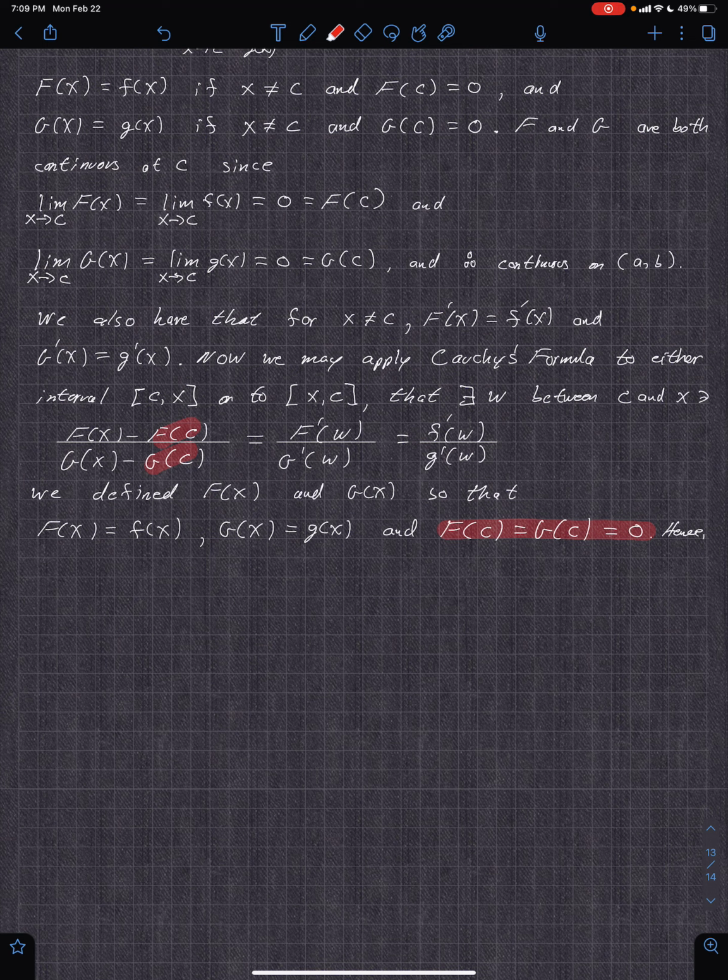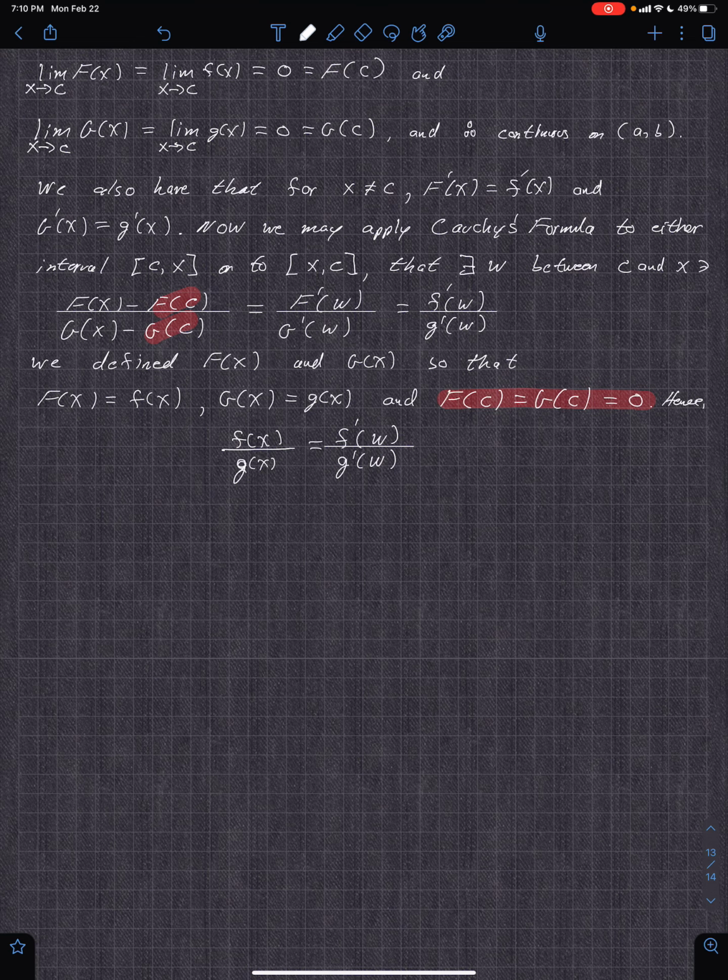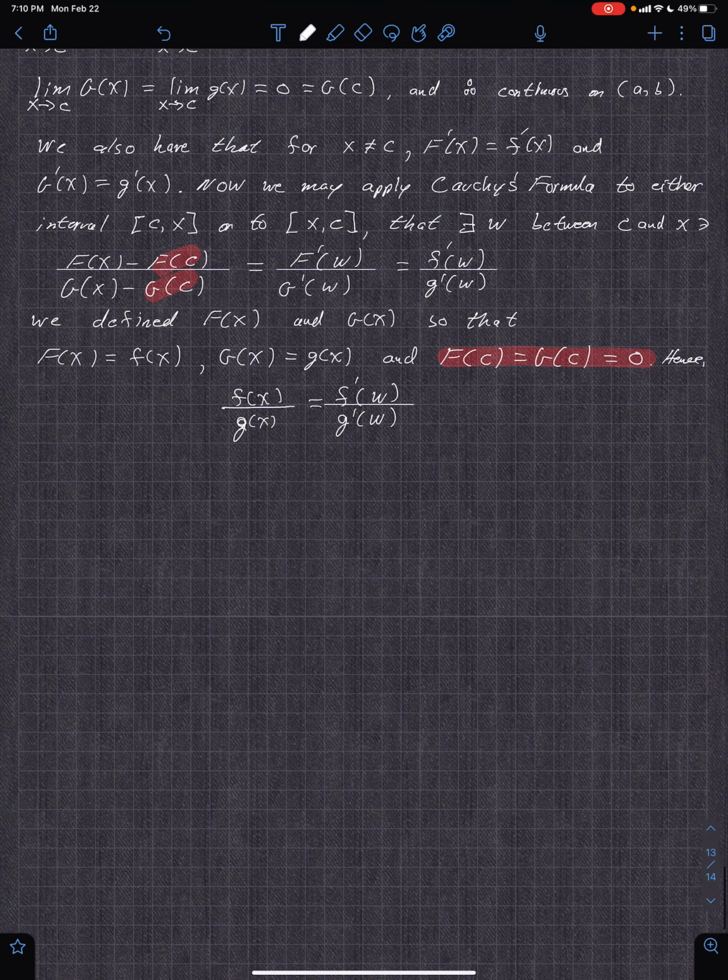All right, and so capital F of x is little f of x, etc. And so we're going to replace that with f and g. Hence we have f of x over g of x is equal to f prime of w over g prime of w, meaning the existence of that w is there. Since w is always between c and x, you can take a limit.